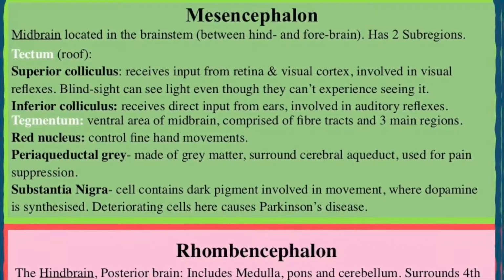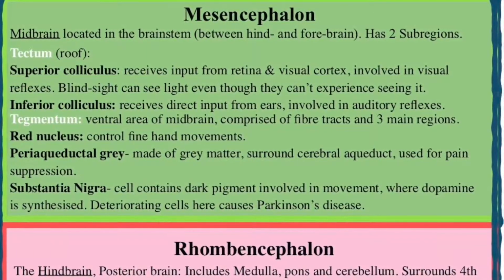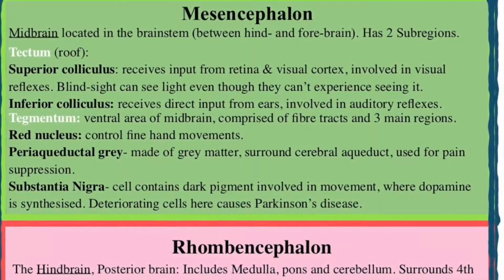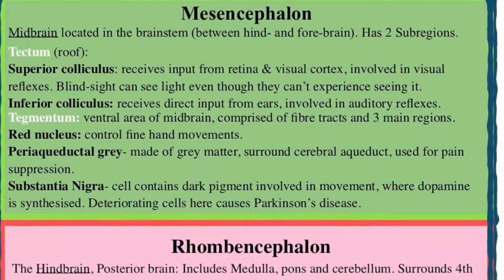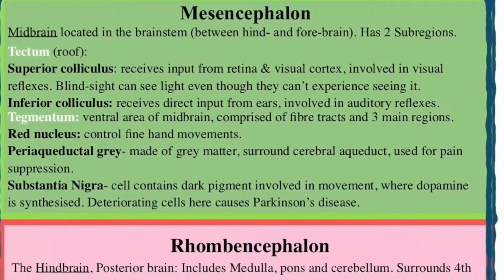It has the red nucleus, which controls fine hand movements. The periaqueductal gray is made of gray matter that surrounds the cerebral aqueduct, and it is used for pain suppression. And there is also the substantia nigra, which are cells that contain dark pigments, and these are involved in movement. Dopamine is synthesized in the substantia nigra, and cells that deteriorate here are believed to cause Parkinson's disease.